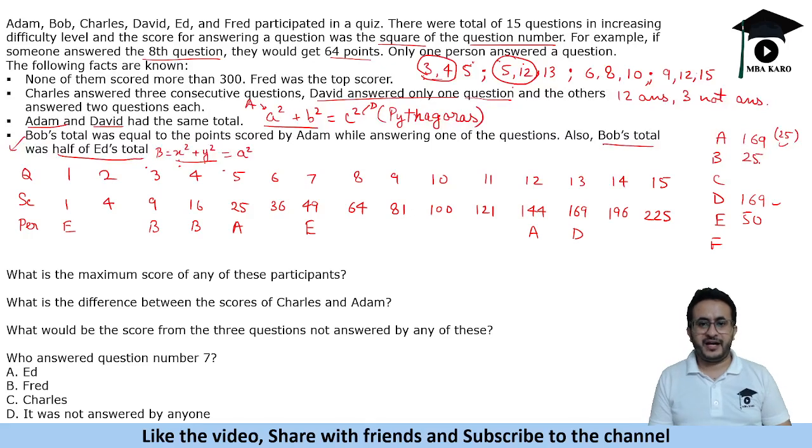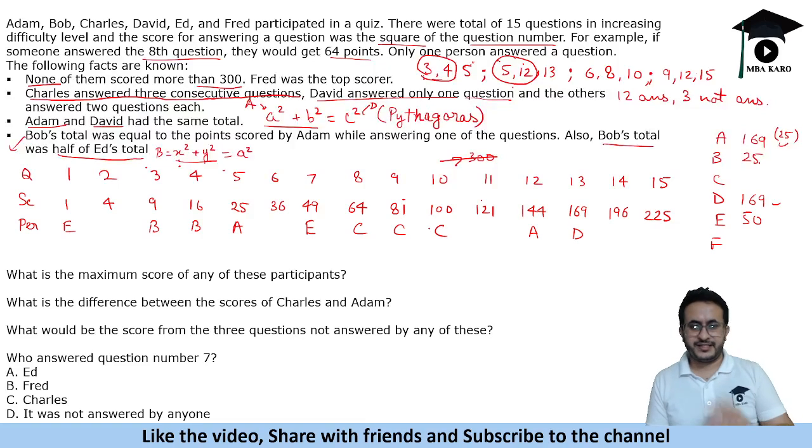Now we are left with 2 more people, right? One of the conditions says that none of them scored more than 300, and also Charles answered 3 consecutive questions. Now Charles can answer either these 3 or these 3. If we add this it will become 302. So if you add these 3 numbers, it becomes greater than 300, which is not possible. So Charles answered these 3 questions. So this is Charles, Charles and Charles. Okay, so this is done. So Charles is 145, 245.